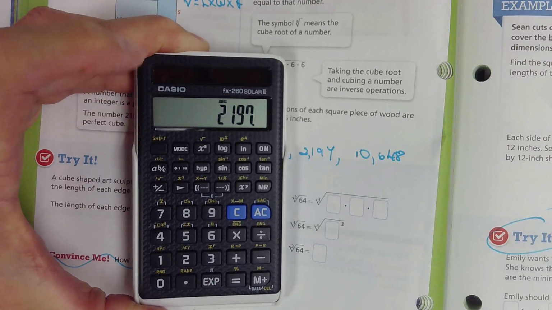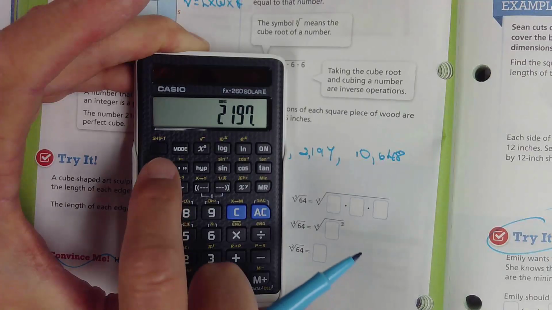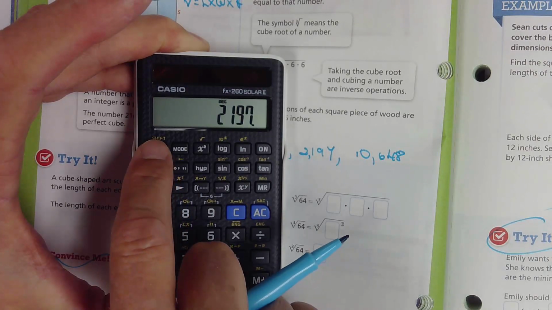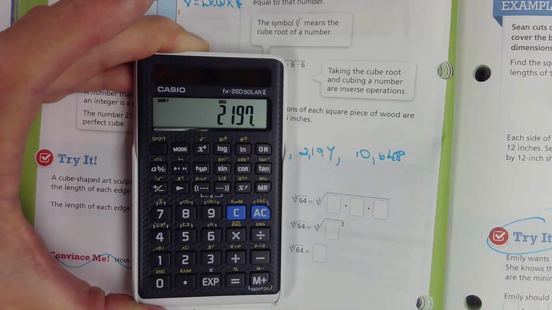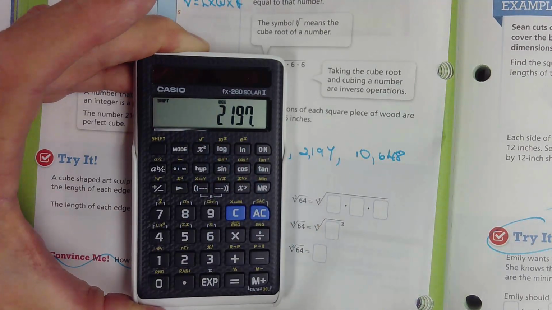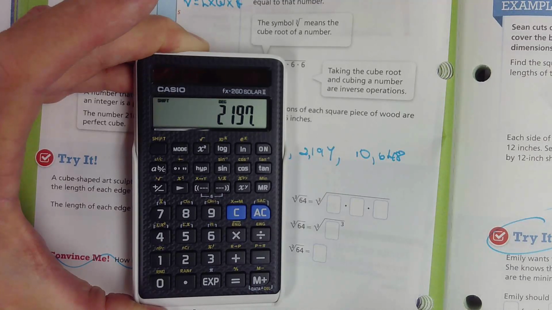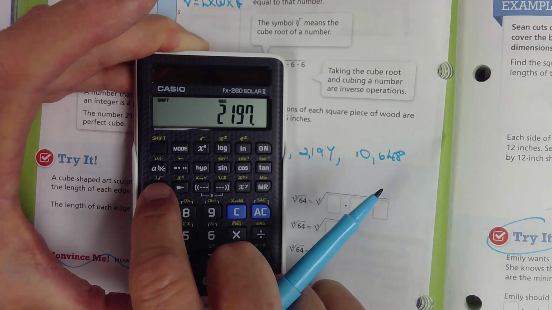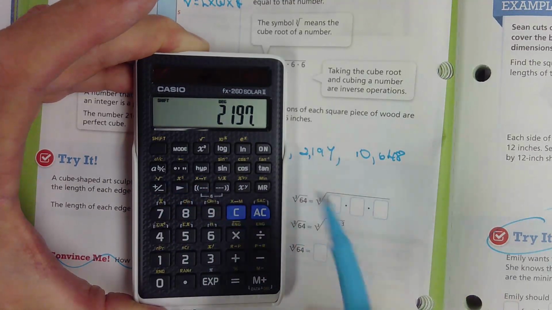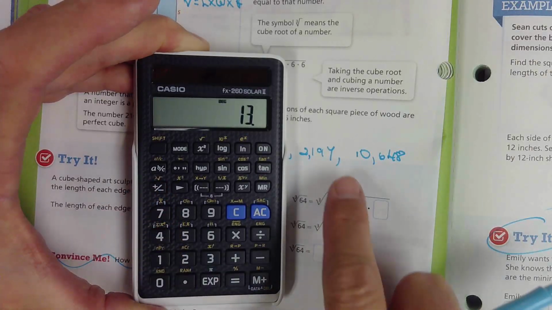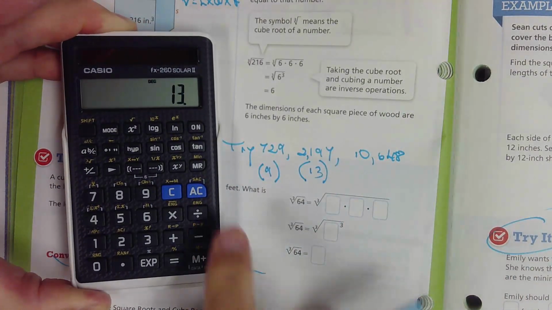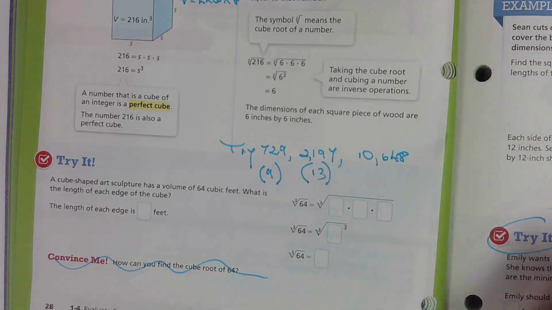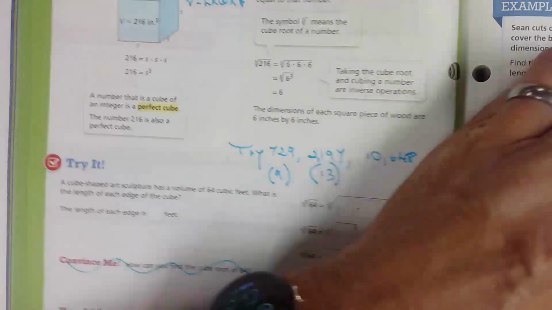So you've put in that number. Now you're going to hit the shift key. And when you do that, you're going to see that little word shift appear in the top left of the screen, right there. And now I'm going to press the cube root symbol, which is right there. And I'll press that button, and you get 13. Okay. The last one I want everybody to do is 10,648.